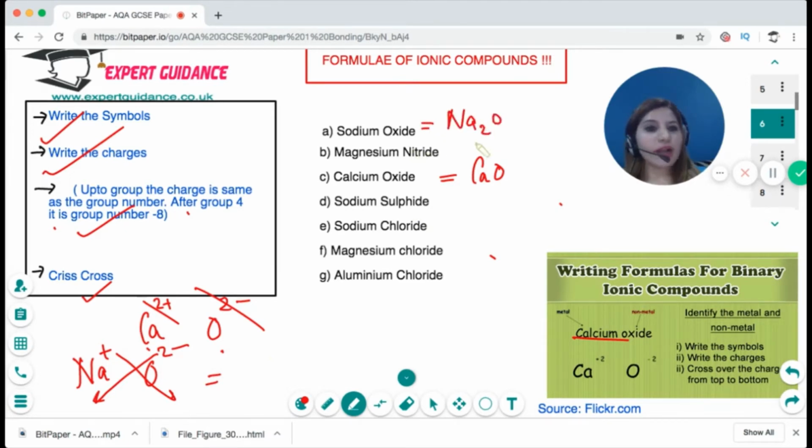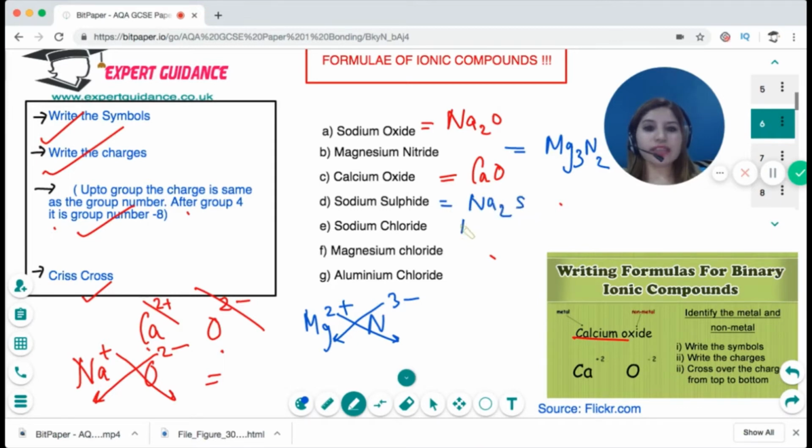Then work out magnesium nitride. Magnesium is group 2, so that is 2 plus. Nitrogen is group 5. 5 take away 8 is minus 3. And then you do crisscross. 3 of nitrogen comes underneath magnesium. 2 of magnesium comes underneath nitrogen. So this is Mg3N2. Okay, so please try all of them and then you should get sodium sulfide to be Na2S, sodium chloride to be NaCl, magnesium chloride to be MgCl2 and aluminium chloride to be AlCl3.